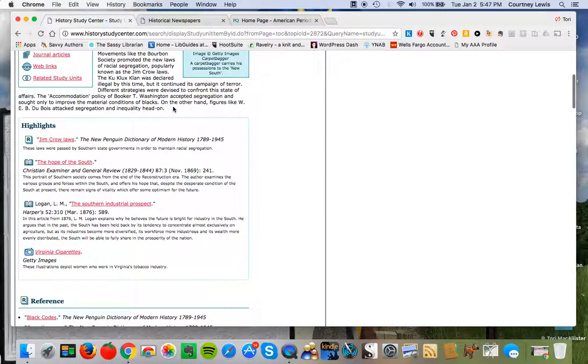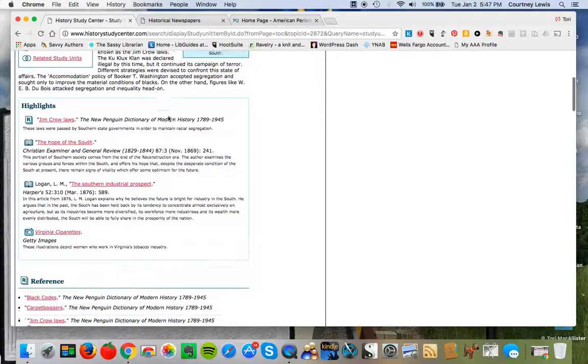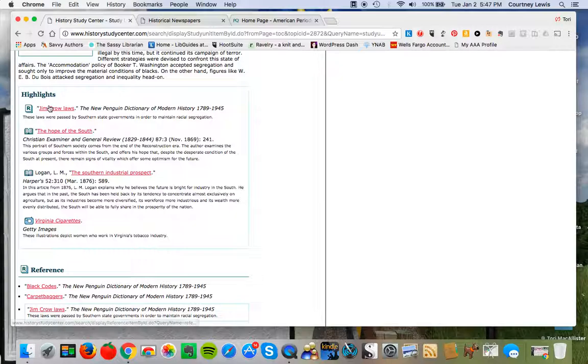Notice they are also mentioning key Black historical figures like Booker T. Washington and W.E.B. Du Bois. So that's kind of an interesting tie-in as well. The next thing it does after giving you that synopsis is it gives you the highlights.